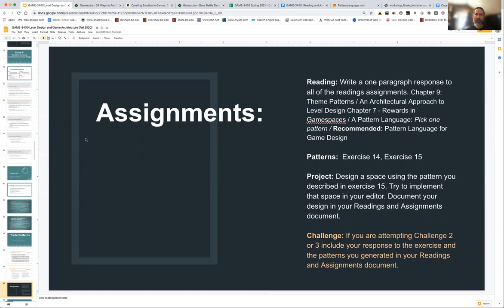Obviously, document this in the readings and assignments document, and make sure your pattern is entered into the library. And then if you do one of the two challenges, those are listed in the readings and assignments document, so you should be able to record those there as well as in the library.